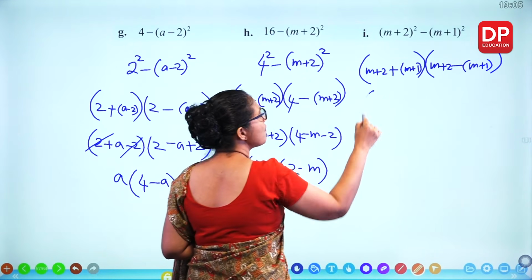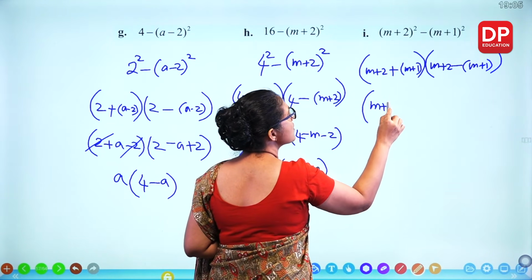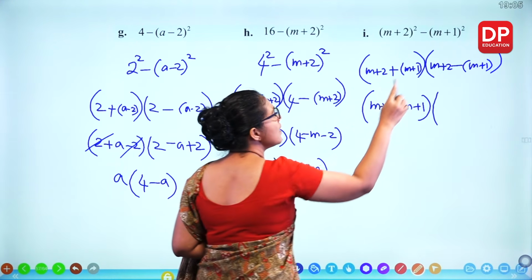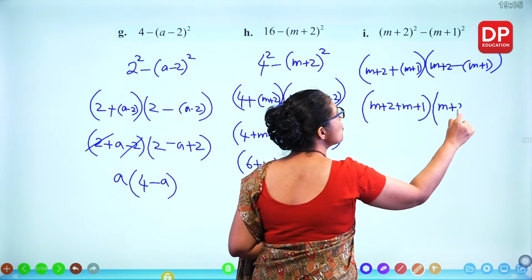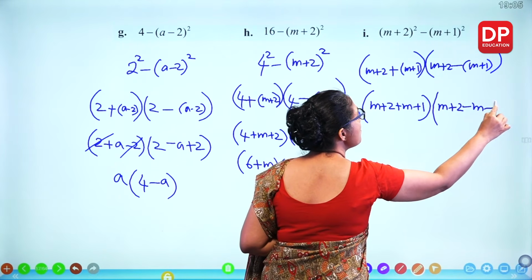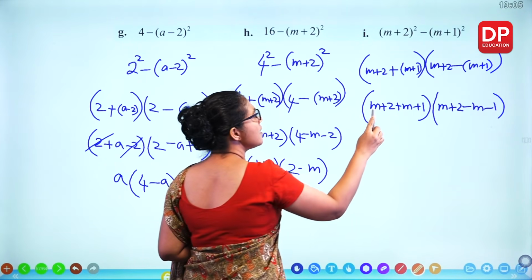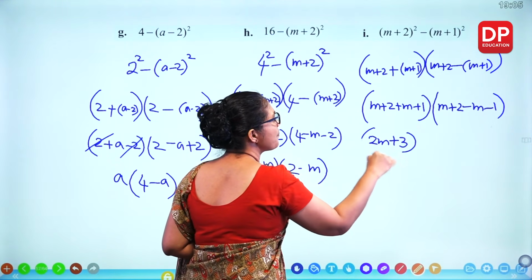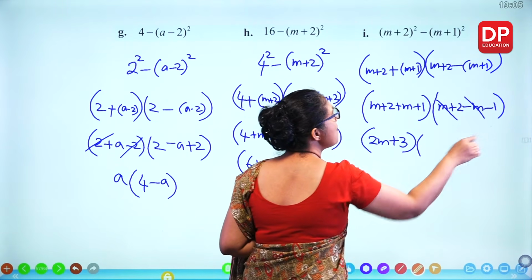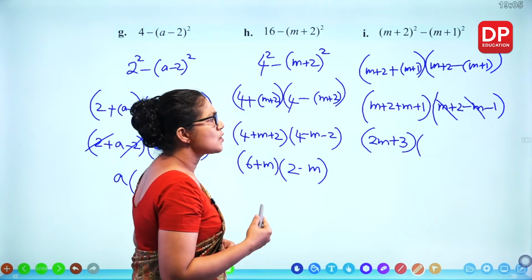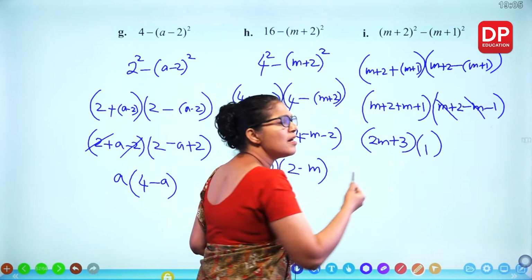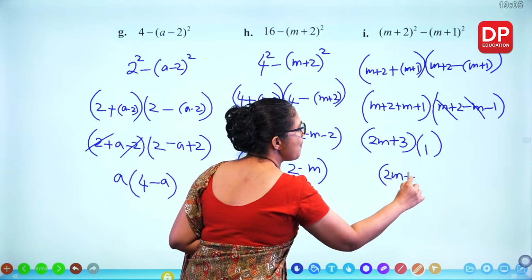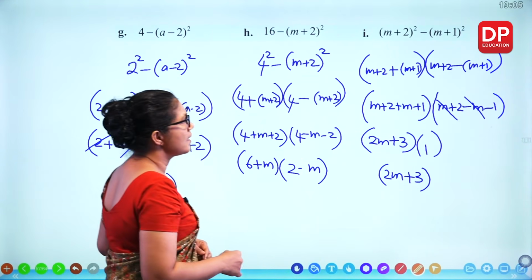Now try to simplify. I can write m plus 2 plus m plus 1. What about this one? I can write m plus 2 minus m and minus 1. Here m and m becomes 2m. 2 plus 1 is 3. This one, m and m get cancelled out. 2 minus 1 is 1. So here no need to write 1 there. So straight away you can write 2m plus 3.